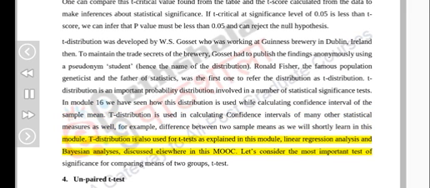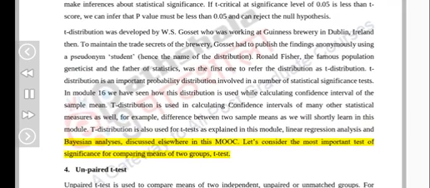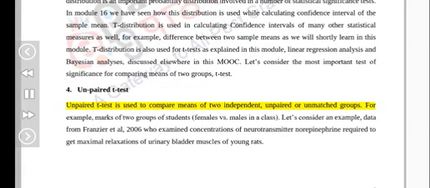T-distribution is also used for t-tests as explained in this module, linear regression analysis and Bayesian analyses, discussed elsewhere in this MOOC. Let's consider the most important test of significance for comparing means of 2 groups, t-test. Unpaired t-test. Unpaired t-test is used to compare means of 2 independent, unpaired or unmatched groups. For example, marks of 2 groups of students, females versus males in a class.